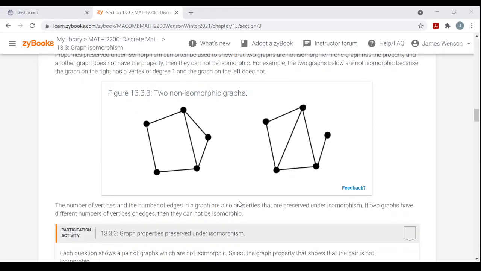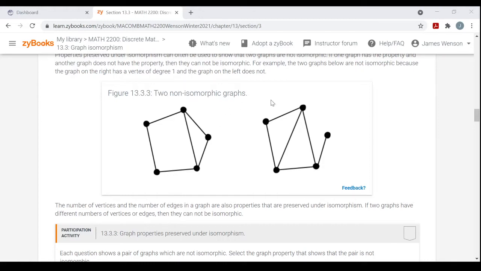For example, look at this graph and this graph. They both have 5 vertices, and they both have 6 edges. Like I said before, just because two graphs have the same number of vertices and the same number of edges, that doesn't mean they're going to be isomorphic. So far, we've only seen examples of isomorphic graphs, but here are two non-isomorphic graphs.